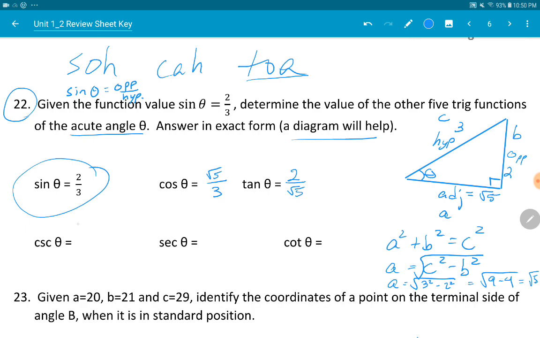Cosecant is the inverse of sine. So that's 3 over 2. Secant is the inverse of cosine, so that's 3 over radical 5. And cotangent is the inverse of tangent, so that's radical 5 over 2.